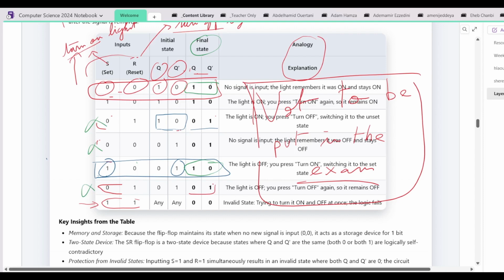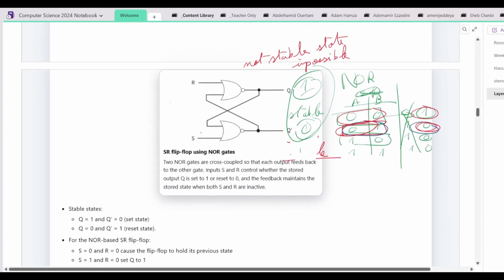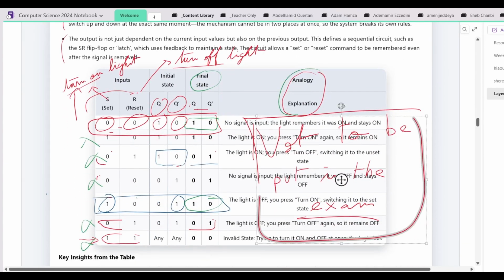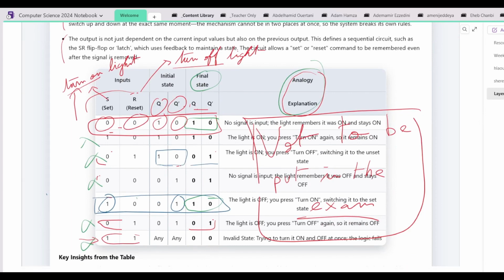If you repeat this here, here, here, whatever, you will find the state. So now you can find the state from the logic circuit, and you can find the state from the analogy. I am doing all of this so that you do not memorize.